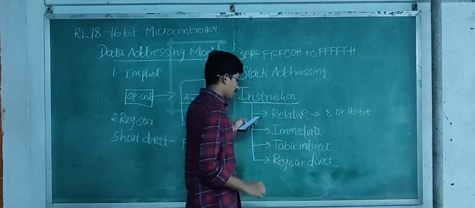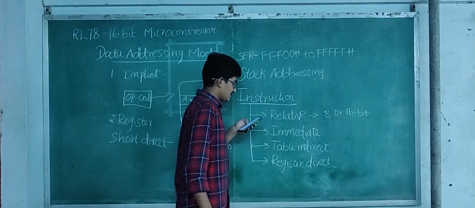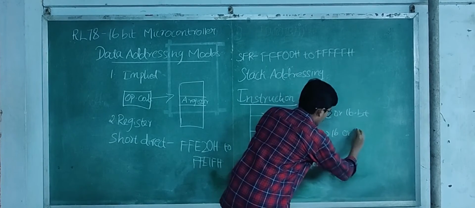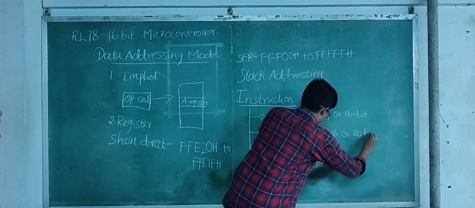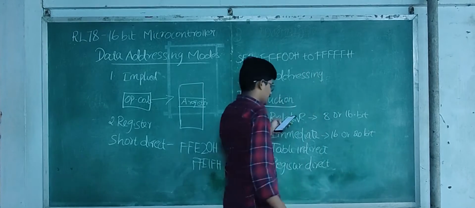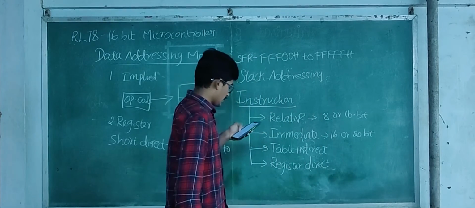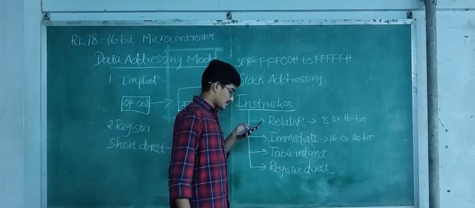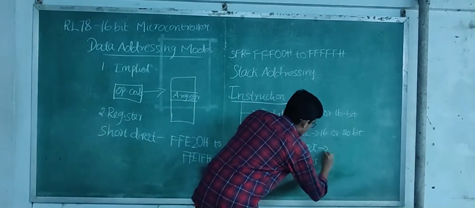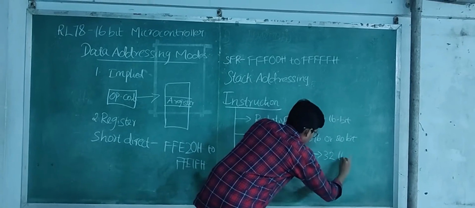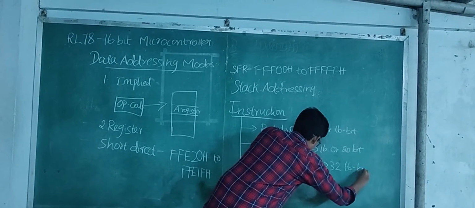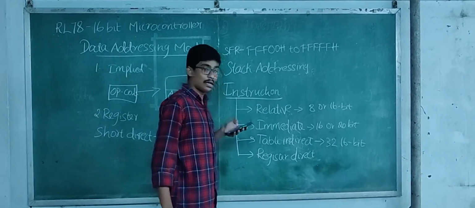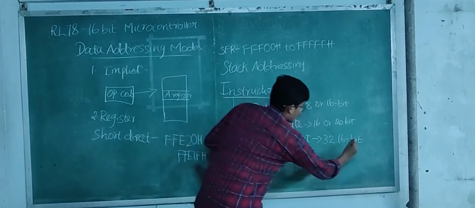Next one is the immediate addressing mode. It loads the PC with a 16 or 20-bit absolute address specified in the instruction word. Next one is the table indirect addressing mode. It loads the PC with the 16-bit address stored in the call table area of the memory, CALLT.